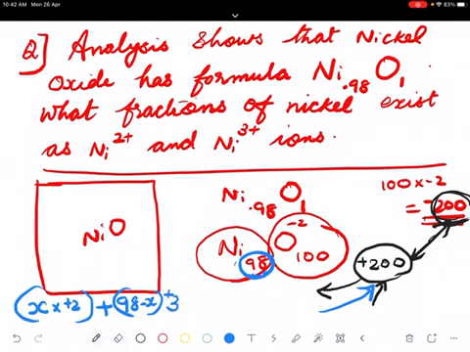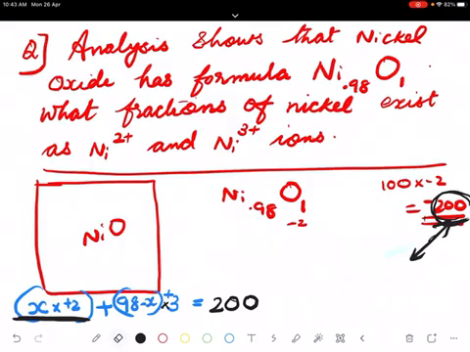So 2x plus 3 into 98 minus x is equal to 200. This 200 positive charges are made out of Ni2+ and Ni3+. How many Ni2+? Suppose x. That means 2 into x, that is 2x, plus 98 minus x into 3, which is equal to 200. So I am going to write it again.